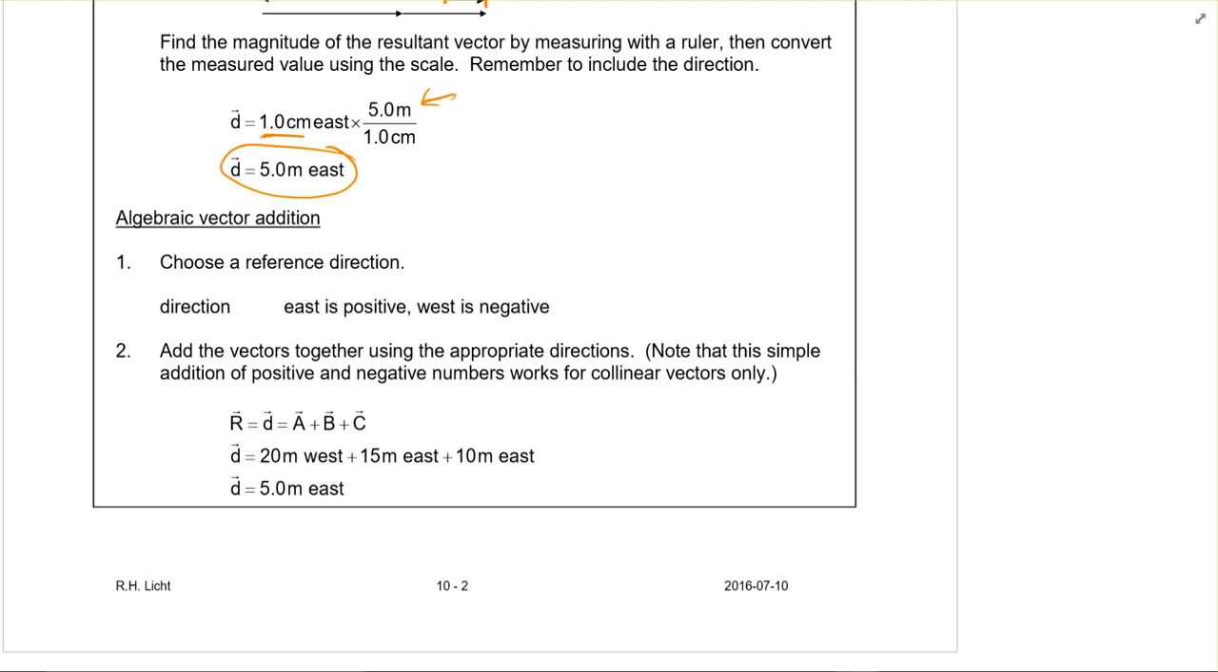So you're just going to add the vectors together using the appropriate directions. We're going to say the resultant vector R, you could also call it D, that just means the same thing, is going to be all the vectors added together. So this would be 20 meters west, so that would be negative 20. Maybe I could write this out here too, negative 20 meters, plus 15 meters and then plus 10 meters. So we'd end up with a positive answer here, 5 meters positive, so it would be 5 meters to the east. So this is probably a bit easier method.